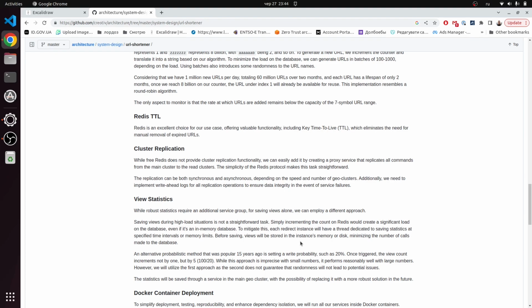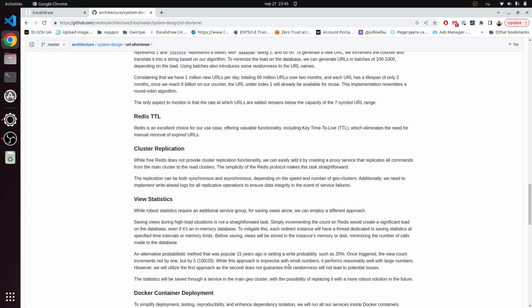Idea here is such. For example, you have probability of 20%. That means that once in 20% you will write data to database, incrementing your counter, but you will increment it not by 1 but by 5. Why by 5? Because you divide 100% by 20% and you will get the 5. So basically in such way you decrease the number of writes to database.